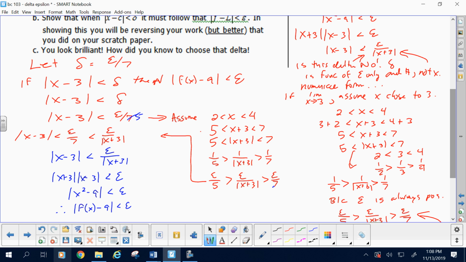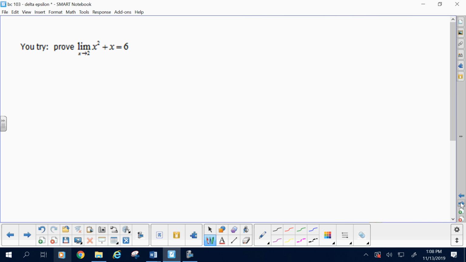Now, again, I'm just showing every little thing. And as you get good at this, the scratch work will be less and less, and it'll go very quickly. The proof needs to be thorough. The proof should always be rigorous, but the scratch work is where you can cut some corners.